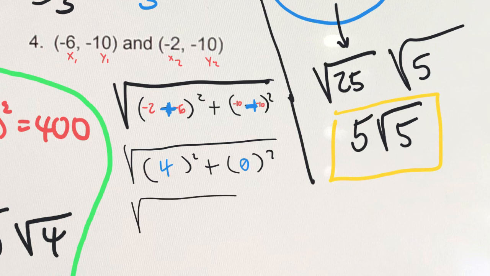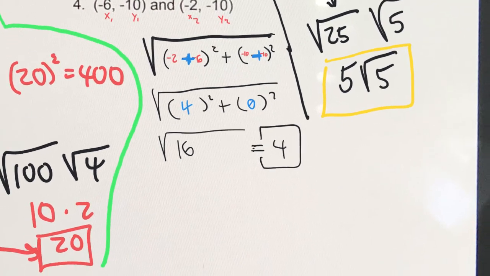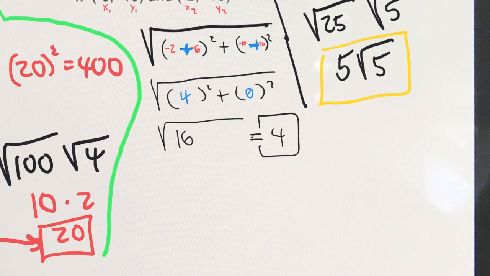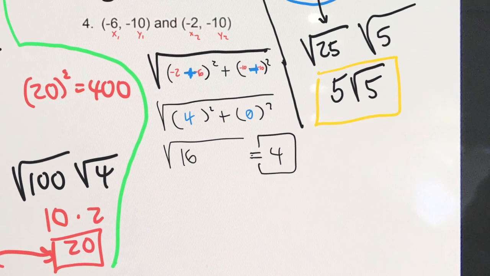All right, so what do we have? We're going to have 4 squared, which is 16. And what do we have at the end of the day? We have the square root of 16. Well, what is that? That is 4. The square root of 16 is equal to 4, and that is actually the answer to the distance. That's the distance between these 2 points for sure. So that's good to know.